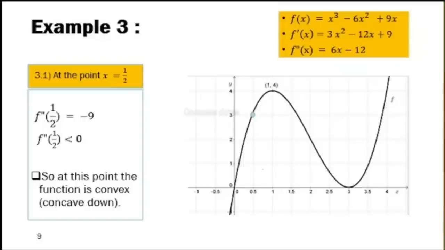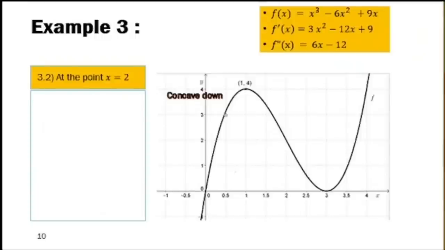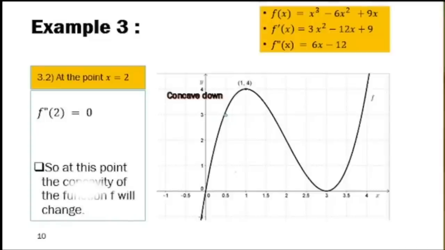I can also ask you, what can you tell me about the concavity of this graph at the point where x equals 2? So we do the same thing. We take the second derivative. The moment I talk about concavity, we work with the second derivative, and I substitute in 2. 6 times 2 minus 12 gives me 0. What do I know if the second derivative is equal to 0? That this is the point of inflection, and this will be the point where the graph changes concavity.